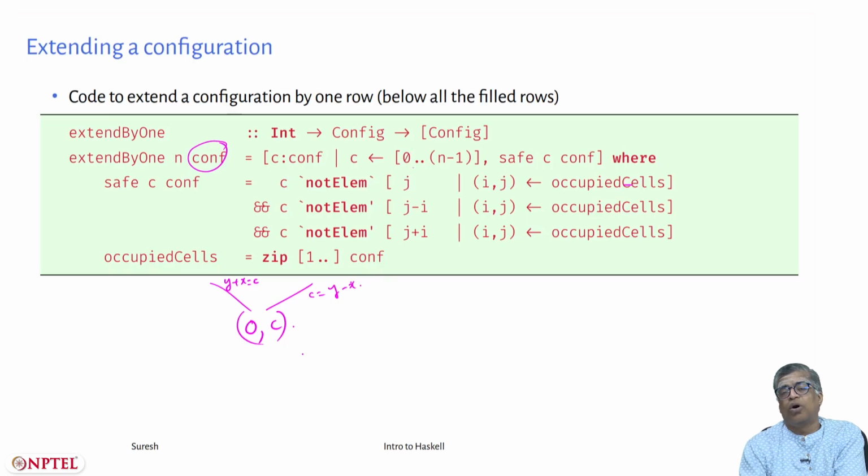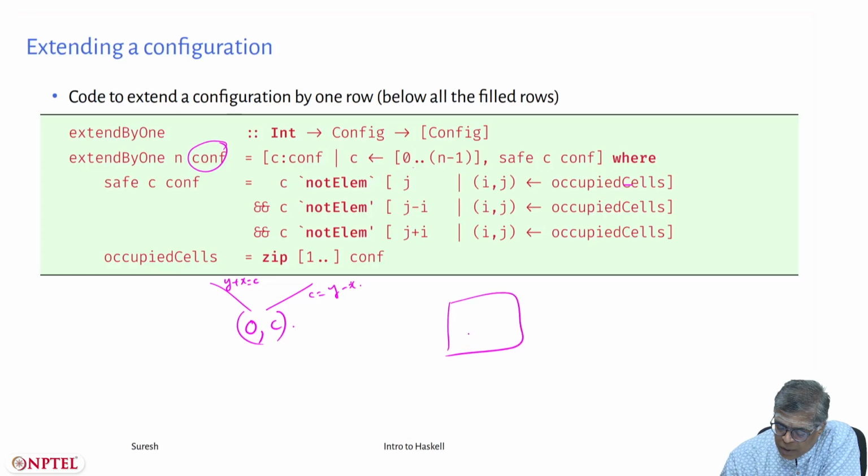But how do I compute the occupied cells? I will just think of this configuration that I am given as from cell 1 to whatever. So, I just zip the current configuration. The current configuration is a list of columns. I will zip it with 1 dot dot. So that will give me pairs. And using this I can compute when it is safe to extend by one configuration. So this is a lot of detail about the 8 queens and how you attack, etc.